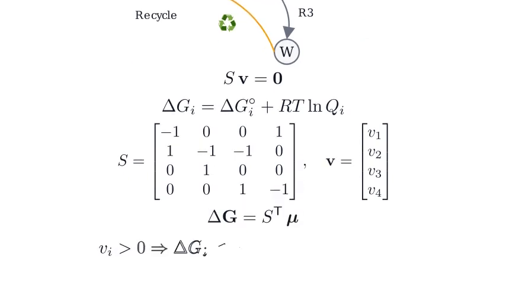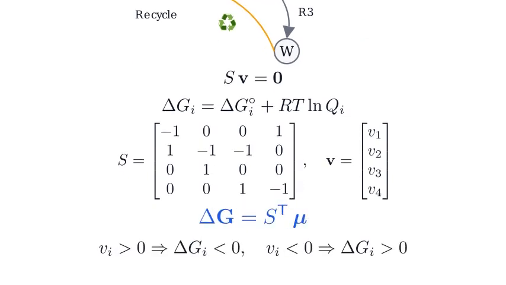A powerful way to impose thermodynamics in networks is through chemical potentials. Let mu be the vector of species' chemical potentials. Then the reaction free energy vector is S transpose times mu. For forward flux, V_i greater than 0, we require delta G_i less than 0. For reverse flux, delta G_i greater than 0. This prevents impossible perpetual cycles and enforces energy dissipation.